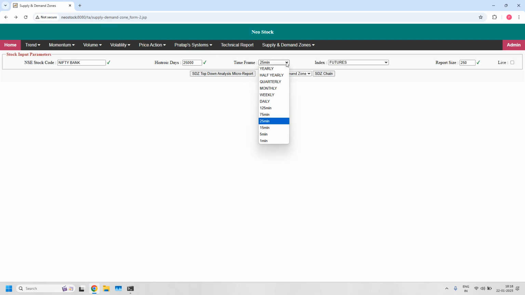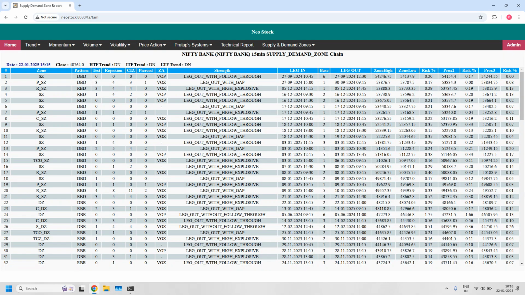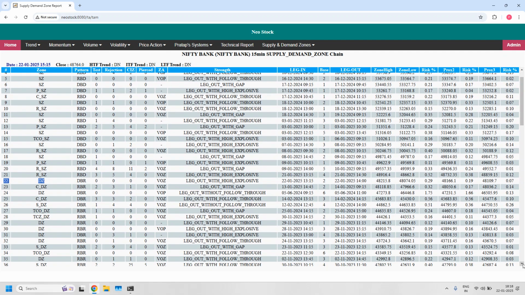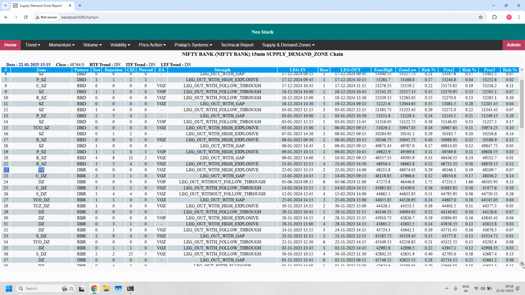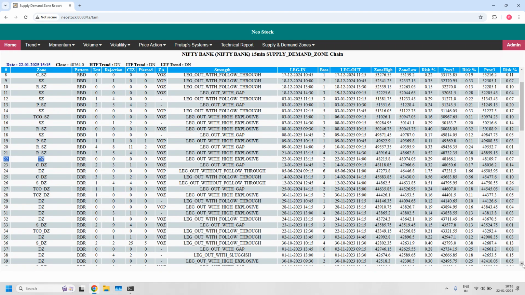Next, 15 minutes supply demand zone chain for Bank Nifty. And this is the nearest demand zone. I am scrolling the list down to view more demand zones. Okay, this list might be enough for you.